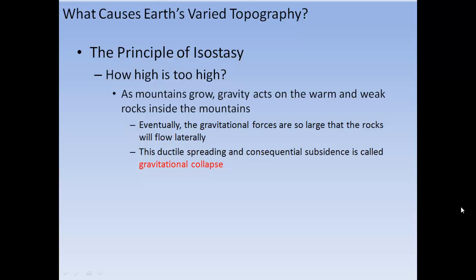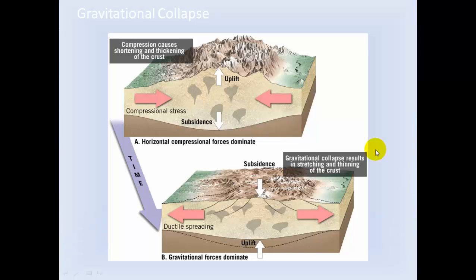How high is too high? As mountains grow, gravity acts on the warm and weak rocks inside the mountains. Eventually, gravitational forces are so large that the rocks will flow laterally. This ductile spreading and consequential subsidence is called gravitational collapse. So here we've had so much uplift that we'll have gravitational collapse, where the rocks start stretching out and thinning.